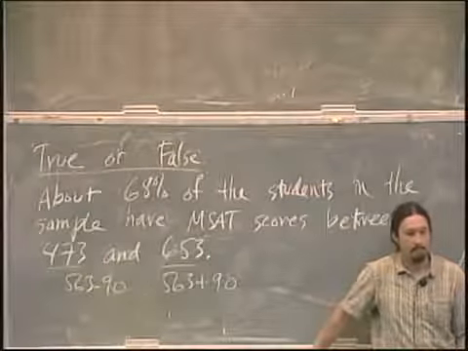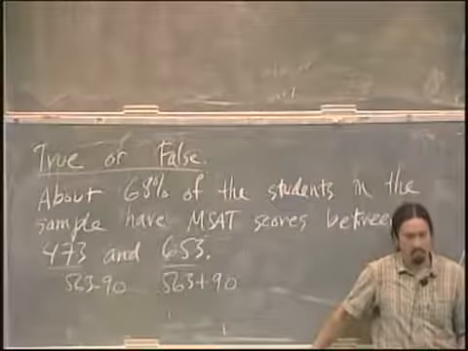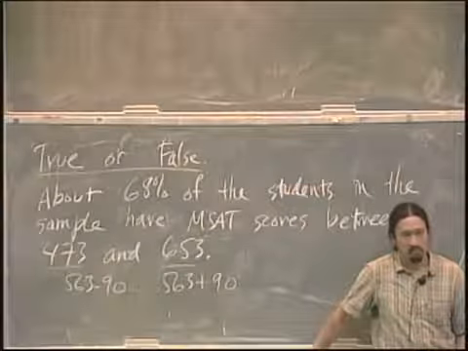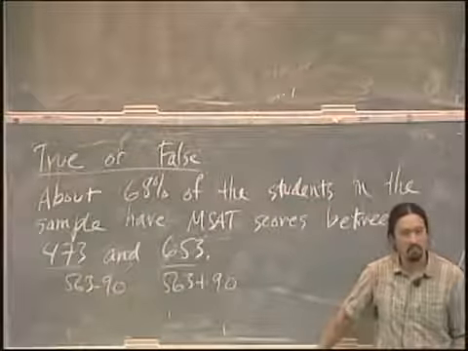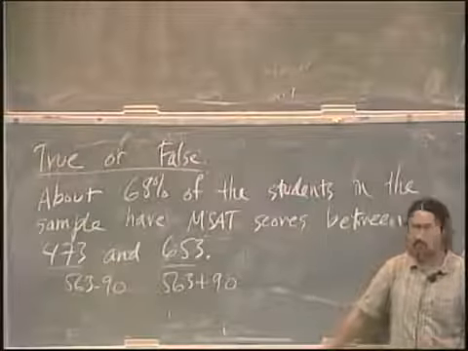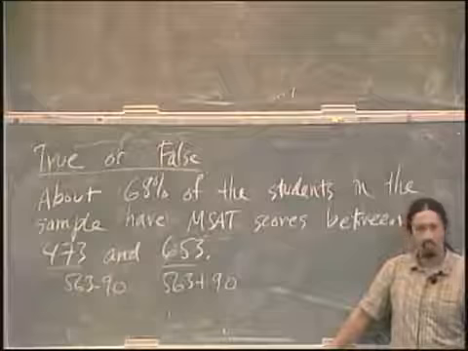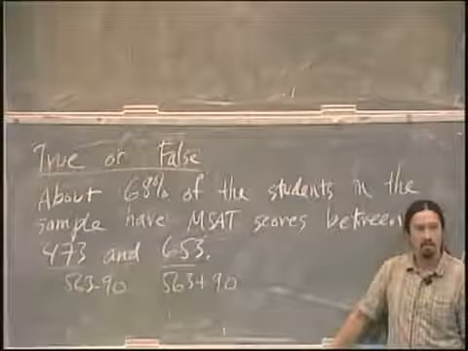The SD for the sample was 90, and since it's talking about the sample, and you said it follows a normal curve, we can assume, using the empirical rule, that 68% is within one standard deviation, so about 68% of the students are within 473 and 653.